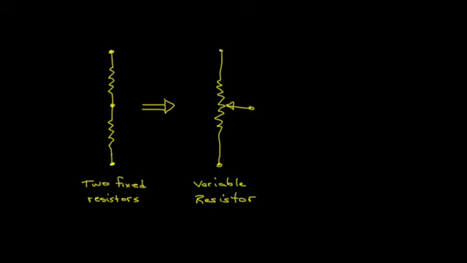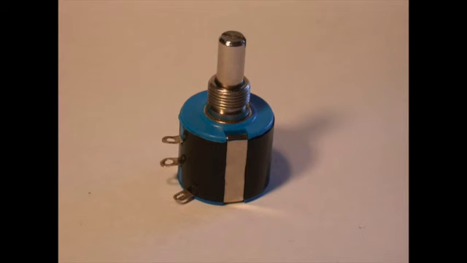Notice that it has 3 leads. 2 represent the 2 distant leads of a pair of resistors connected in series. The third lead is connected to a sliding contact. Its position is adjustable. Here is a commercial variable resistor. The contact in the bottom left is attached to the sliding wire that moves when we turn the shaft.